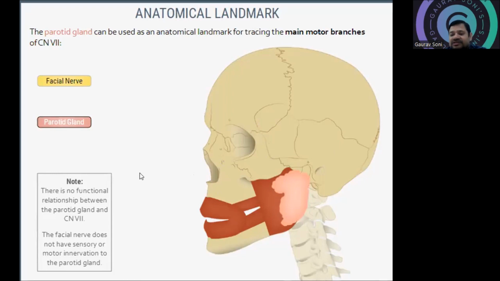But one thing has to be very much confirmed: there is no functional relationship between the parotid gland and cranial nerve 7. The facial nerve does not have any sensory or motor innervation to the parotid gland. It is just a landmark. The facial nerve doesn't give any supply to or take any innervation from that gland. So you can see again, this is the parotid gland and how the branches are related to it. Each of the branches comes from behind or underneath the parotid gland itself.